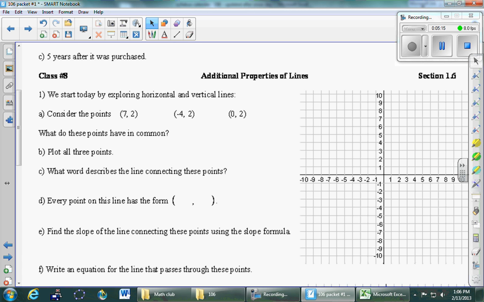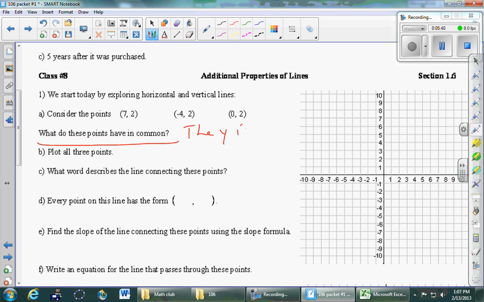All right, so we go here to number 1. It says we start today by exploring horizontal and vertical lines. That's what a bunch of today is going to be. So we're going to consider these 3 points: (7, 2), (-4, 2), (0, 2). Before we plot them, look at those numbers and tell me what they have in common. What's the same every time? The y is always 2. So that's what they have in common. The y is always 2.